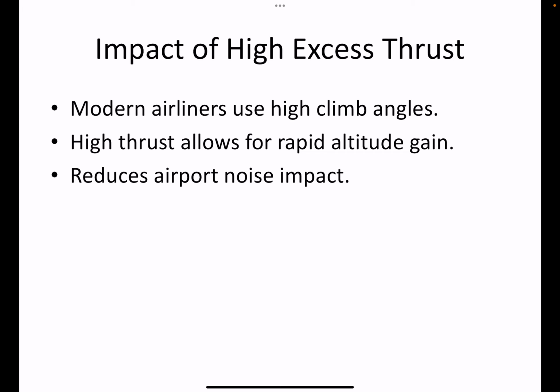Modern airliners with powerful engines can generate very high excess thrust. This allows them to use steep climb angles for rapid altitude gain. A key benefit of this is that it allows them to get high above populated areas around airports quickly, which helps reduce the noise impact on the ground.